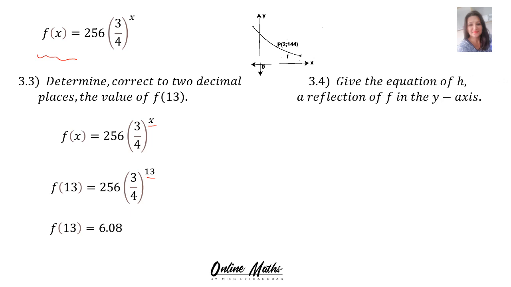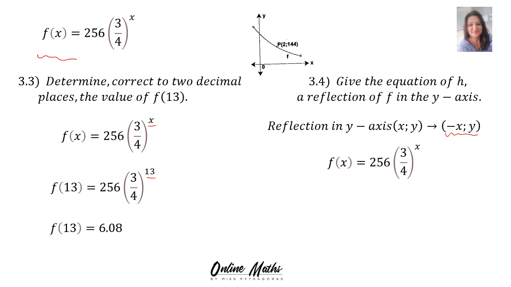3.4. Give the equation of h, a reflection of f in the y-axis. Remember, the rule for a reflection in the y-axis means (x; y) becomes (negative x; y). That means you will change the sign of the x to a negative. Therefore, f of x is equal to 256 times 3 over 4 to the x, and then h is 256 times 3 over 4 to the minus x. There's your reflection in the y-axis.